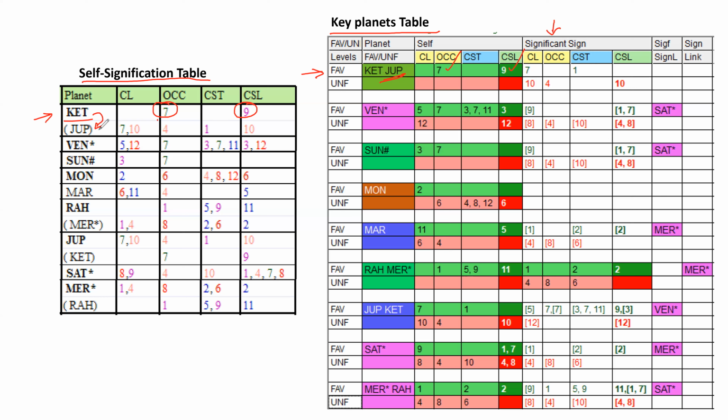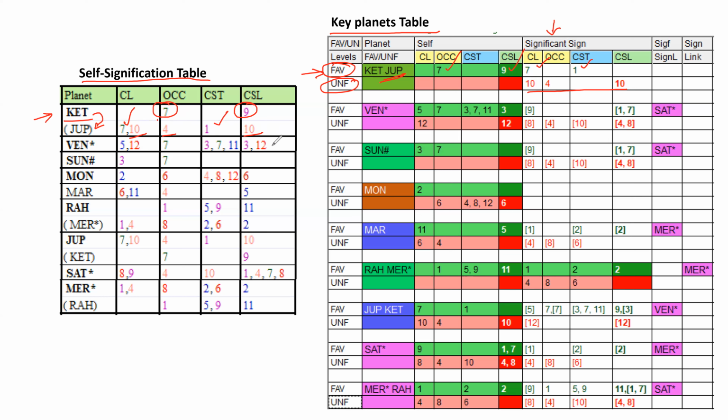Here, Jupiter is the sign lord for Ketu. Jupiter's significations are shown here. Jupiter's favorable 7th cuspal lord and Lagna star lord are all favorable houses, shown separately under the favorable row. The 10th lord, occupying the 4th house, and the 10th cuspal sublord are shown separately under a different row as unfavorable.